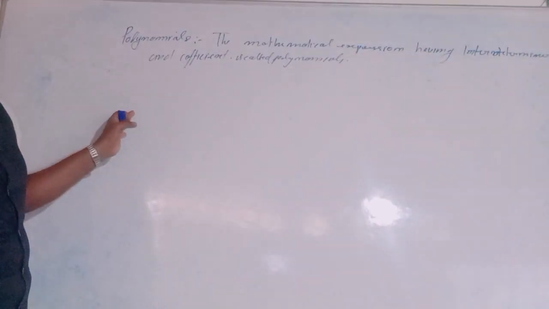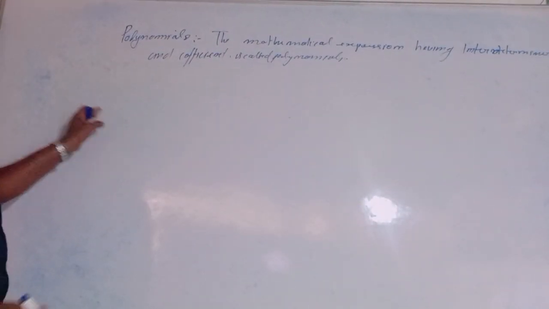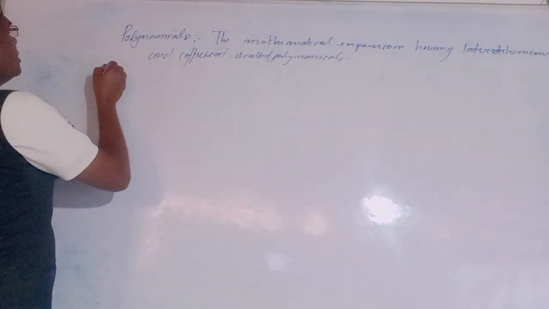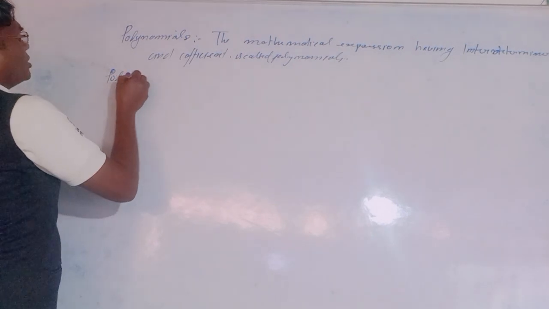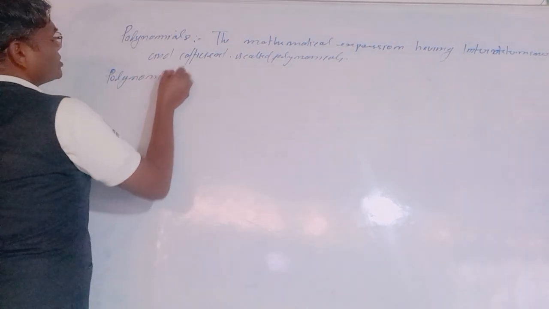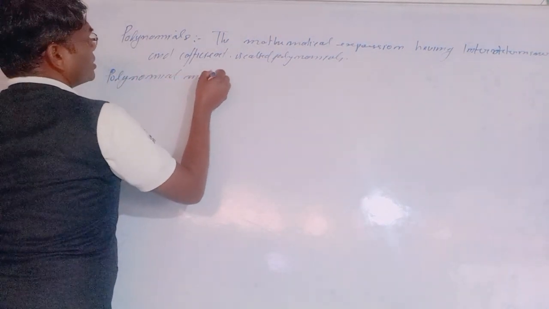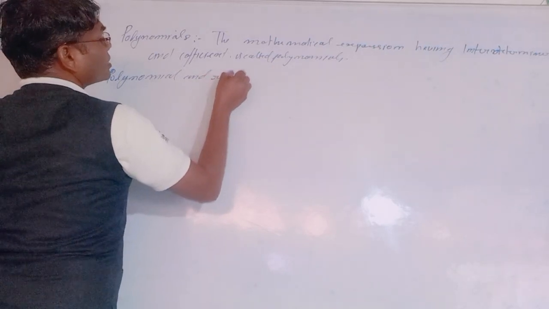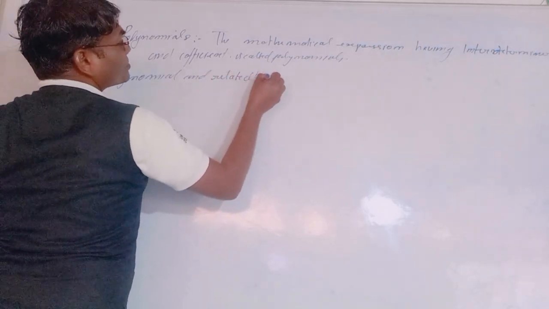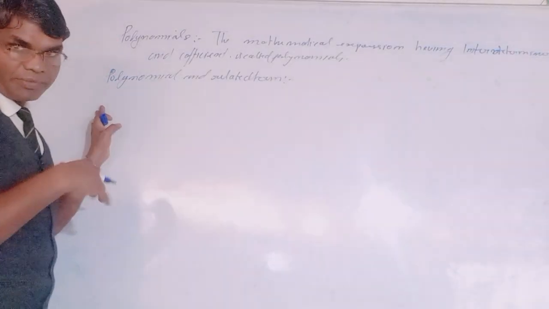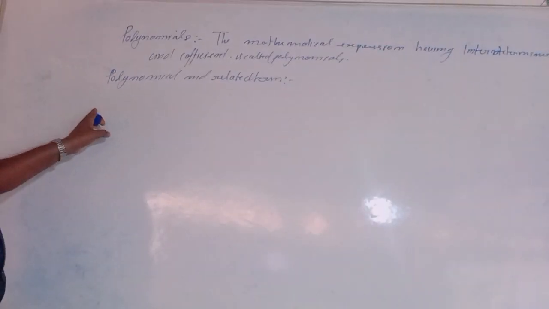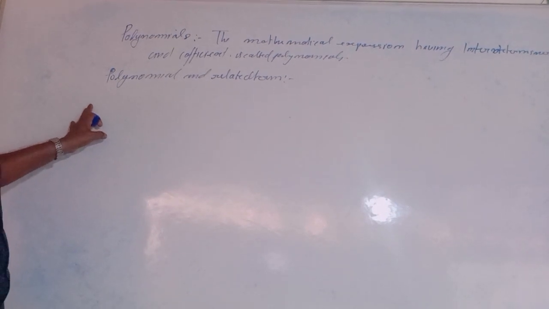Here are the polynomials. Now, polynomials and their related terms. Now we will try to understand polynomials and their related terms. So what are the related terms? First, polynomials we understood here.